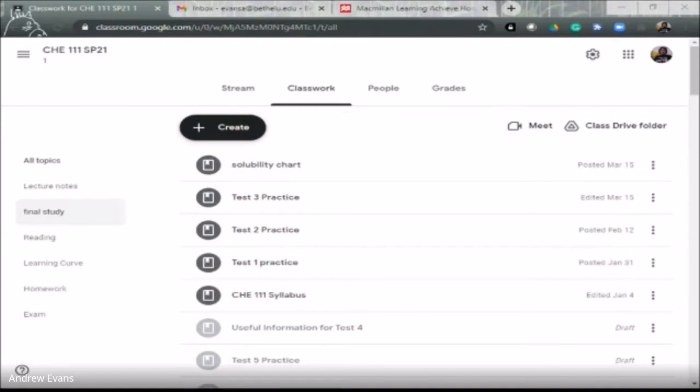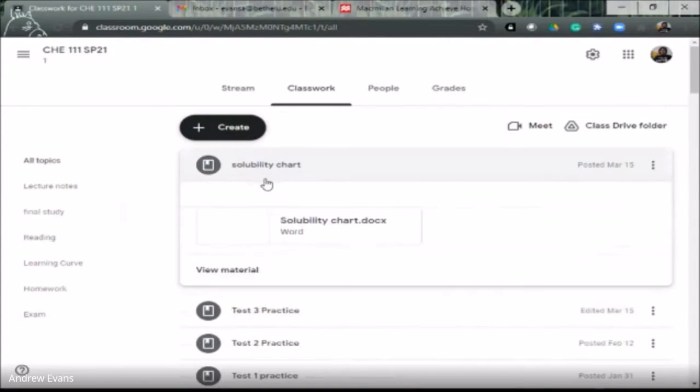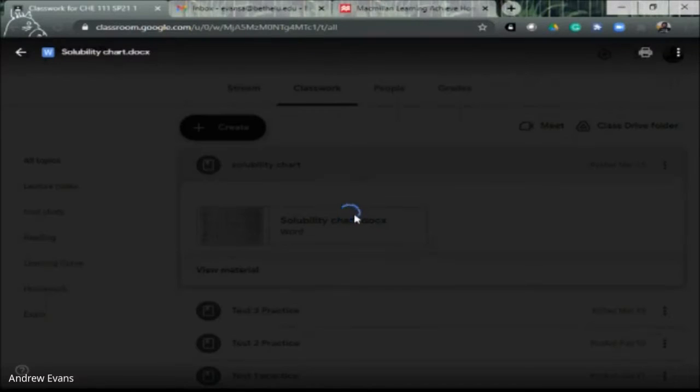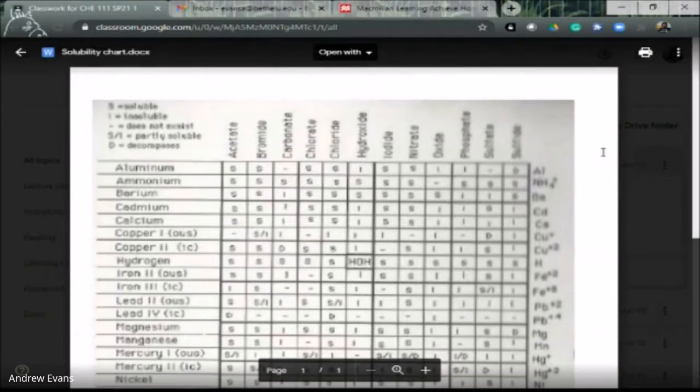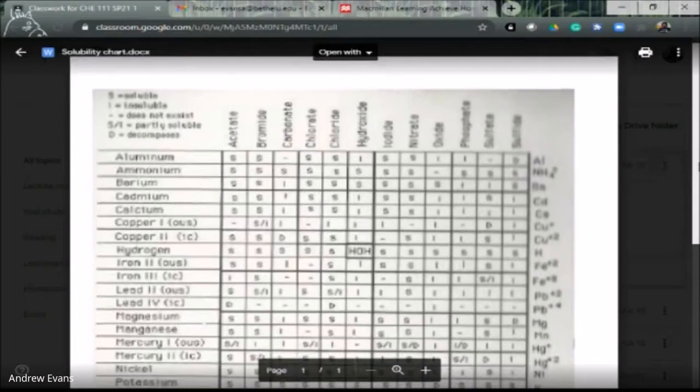I'd like to start real quick by showing you the solubility chart that I was talking about the other day. I posted it onto the Google Classroom. This is what I'll be giving you come test time rather than having you memorize the rules. The idea here is that if you can read this and utilize this, you don't need to really learn the rules. This fits with the rules pretty well.